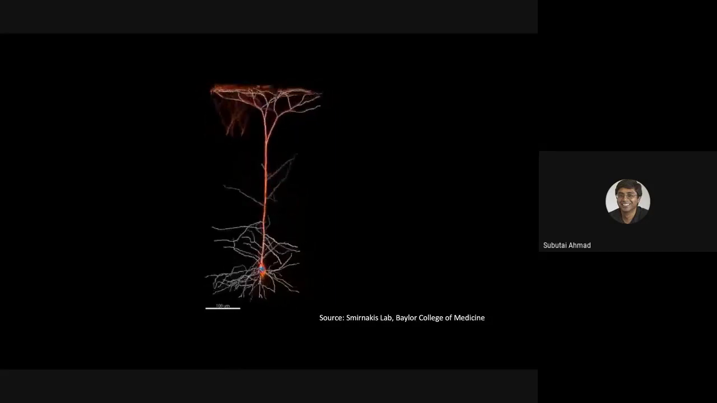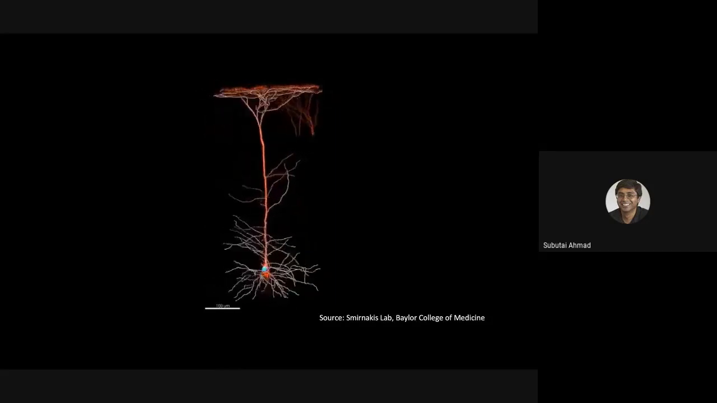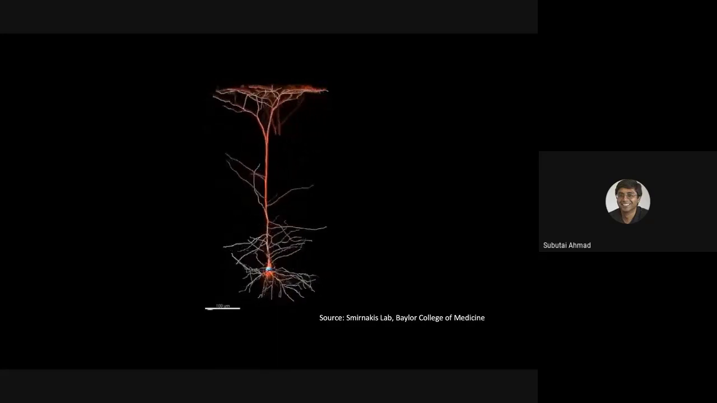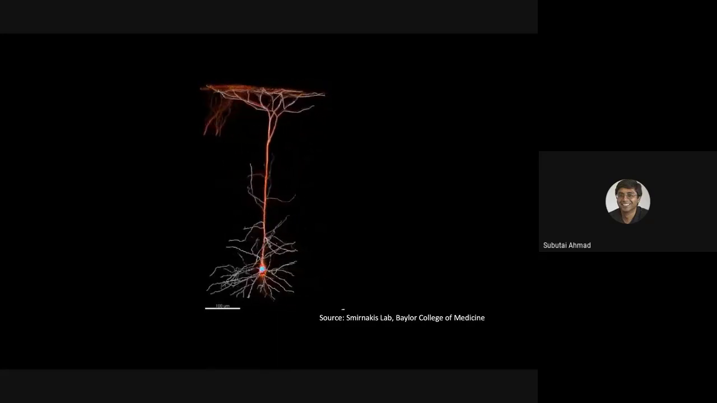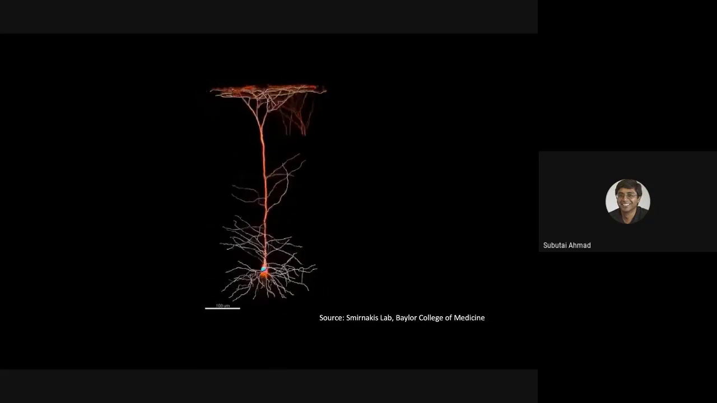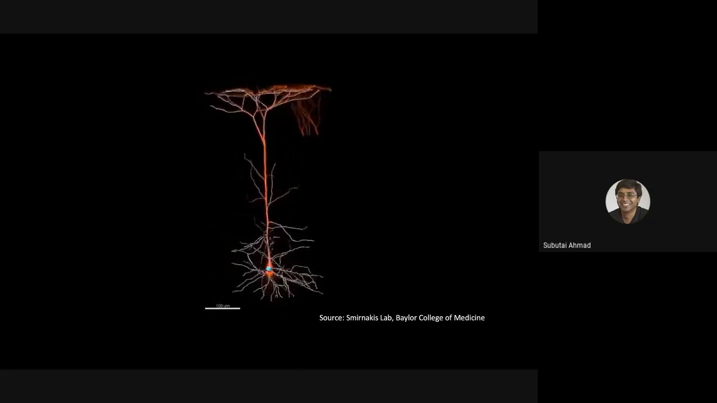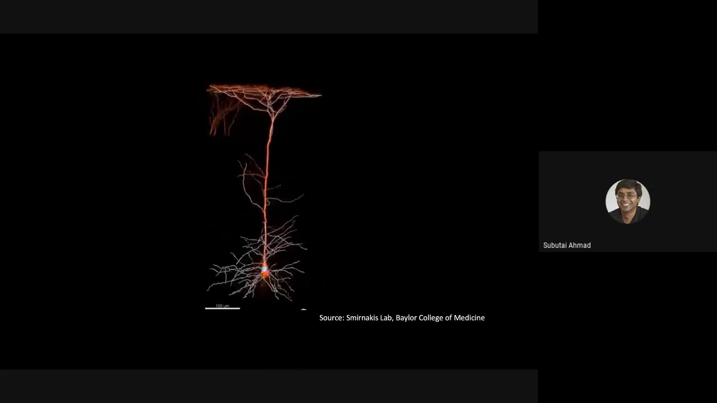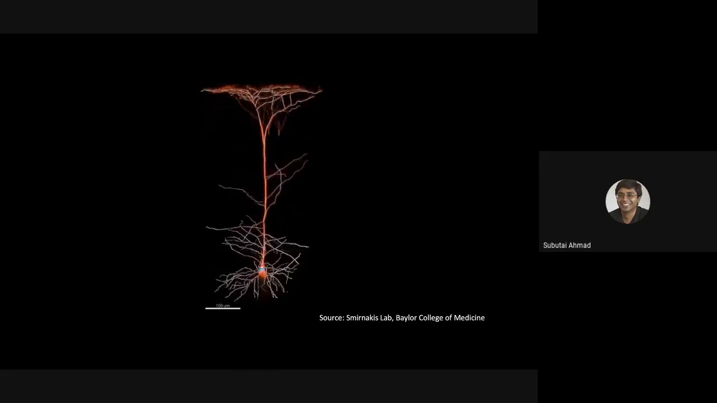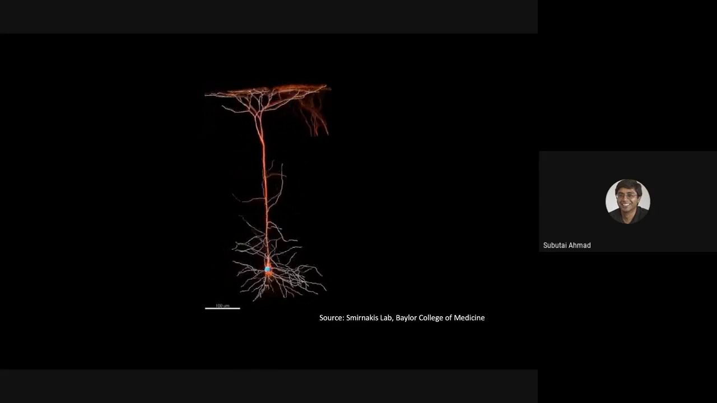In biology, it's much more complex than that. What I'm showing here is a pyramidal neuron. This is the most typical, most common kind of excitatory neuron in the neocortex and in the hippocampus. And you can see it's got a pretty complex structure. Each of those branchy things are dendrites. That's where the connections are actually made.